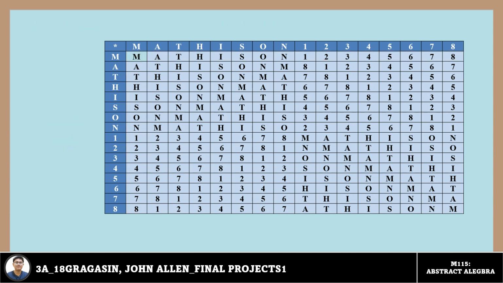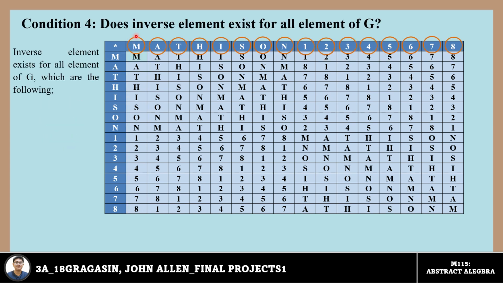Now, we need to find if the inverse of all the elements exists in G. In order to find the inverse element of each element in the set G, we will first need to locate the identity element. So we have here the identity element for letter M, the identity element for letter I, the identity element for letter M. So it follows like this. Now, next, the element on top of the identity element would be its inverse element.